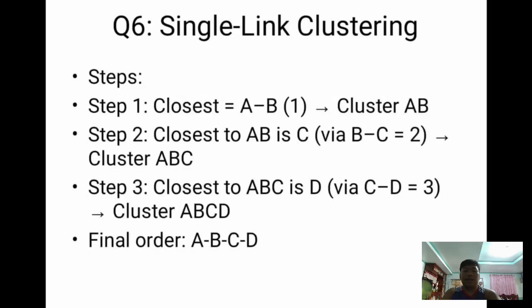And for question 6, single link clustering. Step 1, the closest is A minus B equals 1, merged into cluster AB. Step 2, the closest to AB is C via B minus C equals 2, and this is cluster ABC. For step 3, the closest to ABC is D via C minus D equals 3. It's cluster ABCD. And the final order is A, B, C, and D.